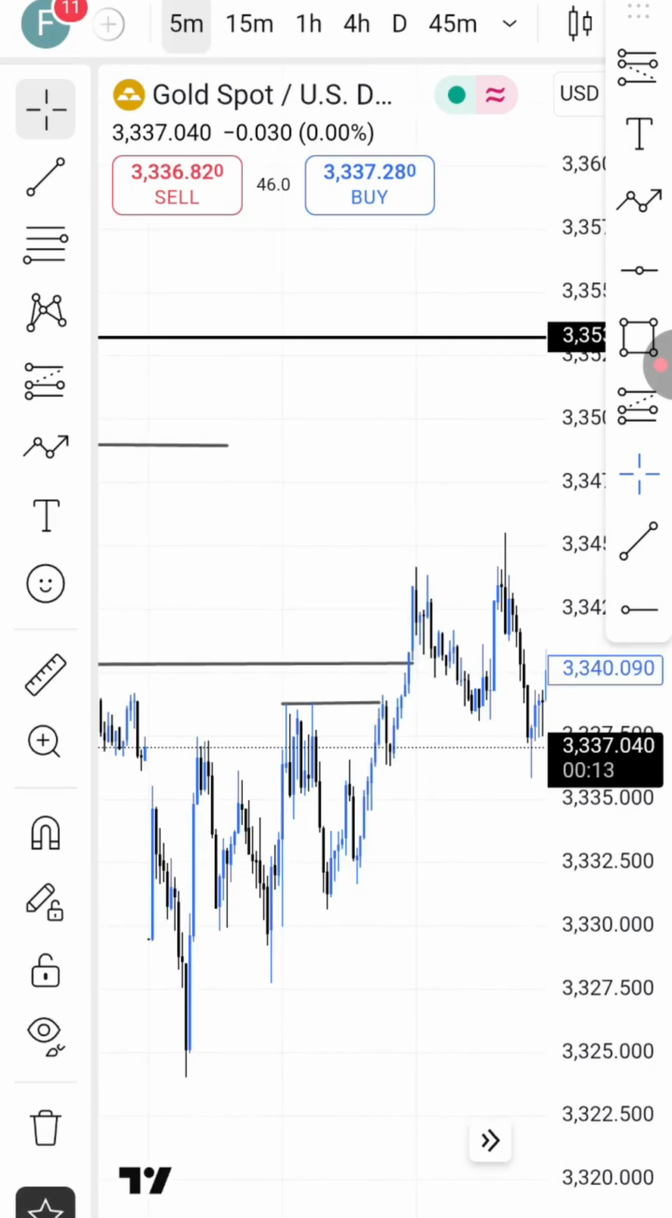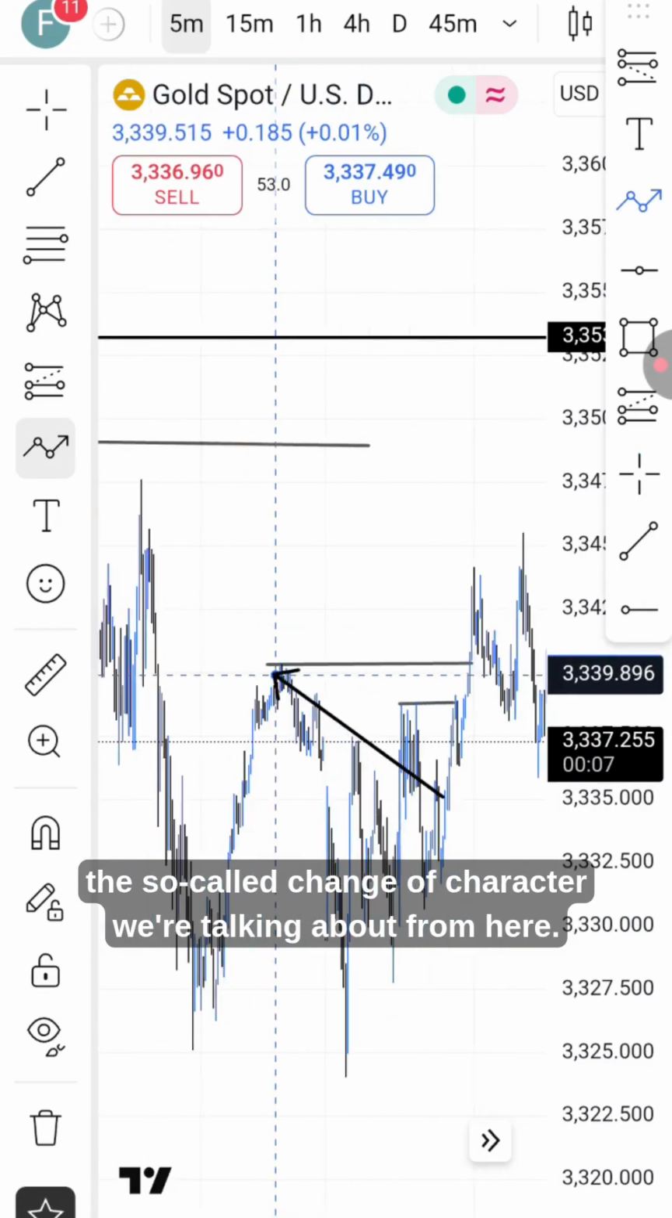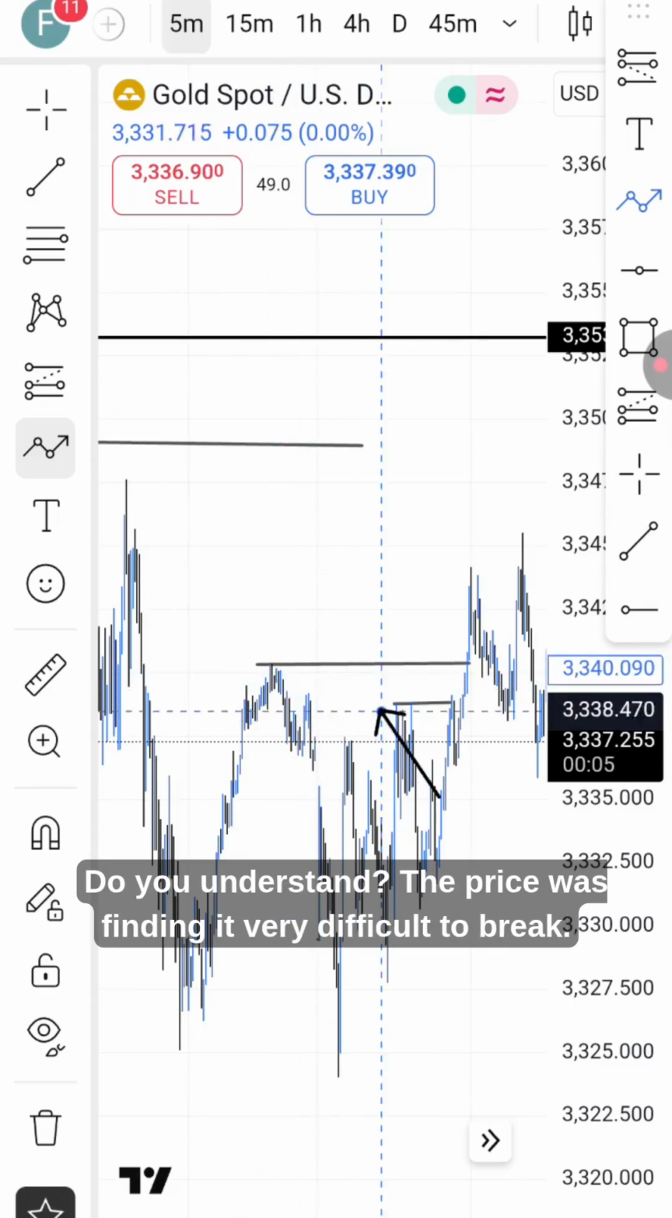Then what happened? Price came here and eventually broke the outside point here, which is the so-called change of character we're talking about from here. Do you understand? Price was finding it very difficult to break.